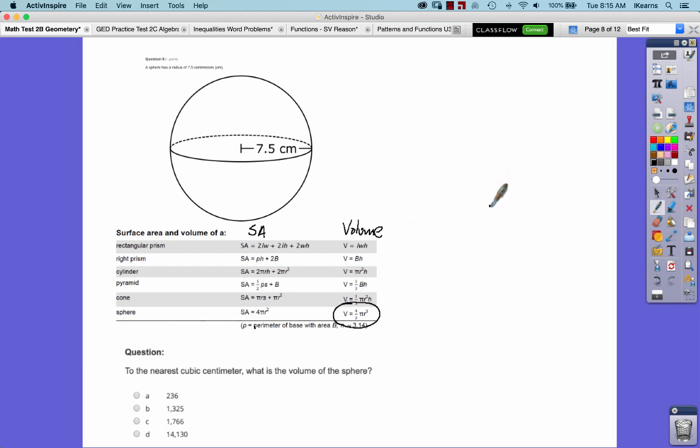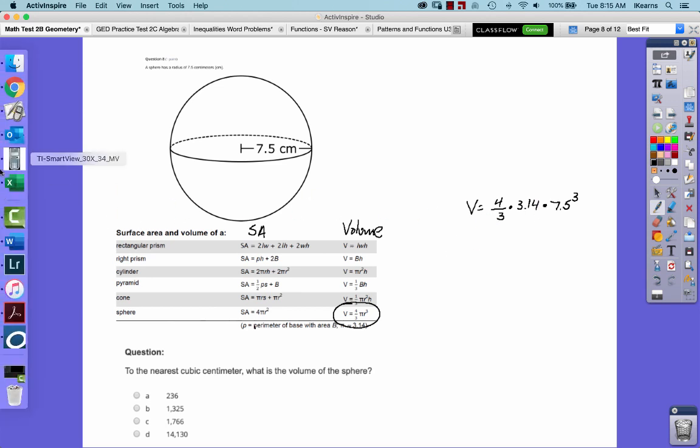All right, so we can do this all in the calculator. The volume will be 4/3 times pi, so we'll do times 3.14. I'm using the dot here for multiplication. And then times the radius, which is 7.5 cubed, or to the 3rd power.